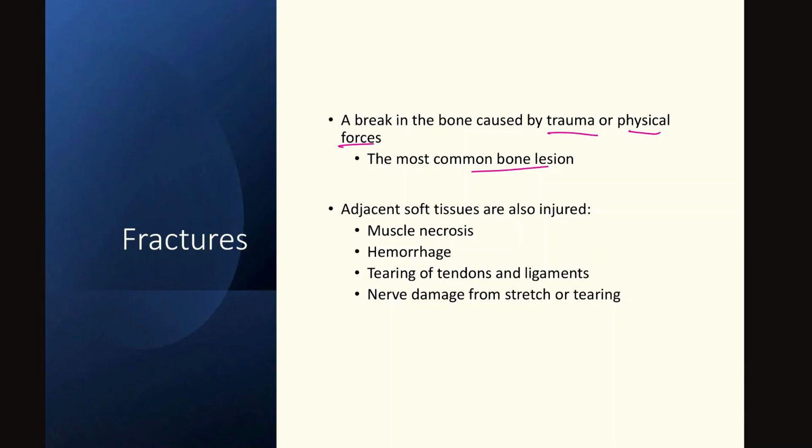Adjacent soft tissues are also injured. You may get some muscle necrosis, depending on how severe the break was. Did the bone fragment, or did the bone actually break in half? And it's a sharp piece of material. What's it going to damage around the area? So muscles, you may get a hemorrhage. We know bones have a lot of blood supply. If you break your femur, you're going to bleed out like crazy. You can have tearing of the tendons and ligaments and nerve damage.